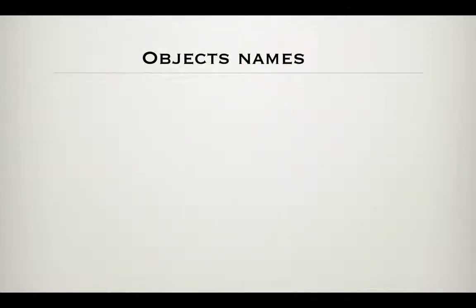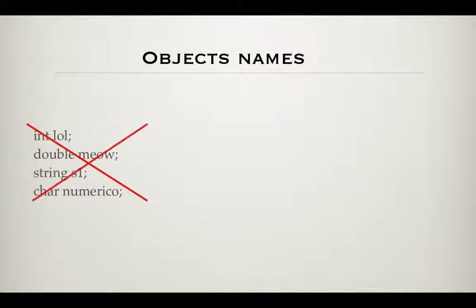Now, object names. When you want to name your objects, instances, variables, or methods, don't use names like int lol, double meow, string s1, and char numerical. These are bad practices, and we're going to cancel these, and instead use long names that help in understanding what the integer refers to, like money paid by user. Of course in Objective-C this is a really good practice. It is good for readability, so you can read it in a good way, but it is bad for writability, since you'll be typing so many characters instead of 3 or 2 characters.